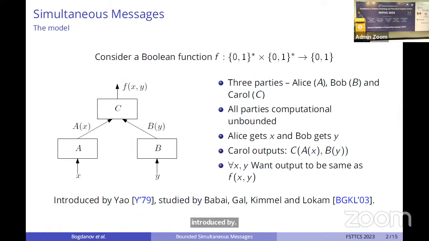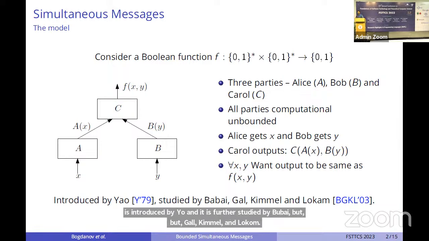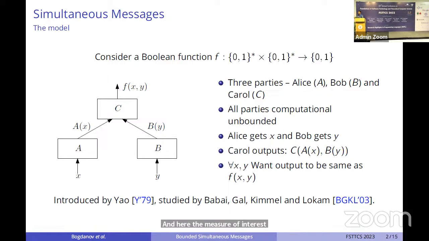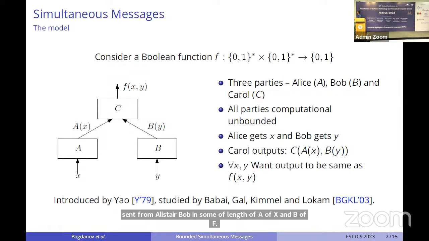This is introduced by Yao, and it is further studied by Babai, Gal, Kimmel, and Tokam. And here, since all these entities are computationally bounded, the measure of interest is the length of the messages that get sent, the sum of the lengths of a of x and b of y. That's the measure of interest.